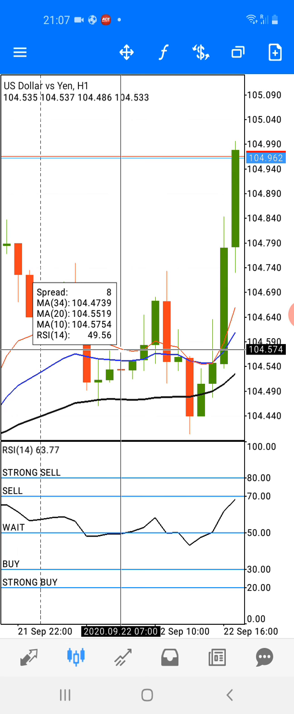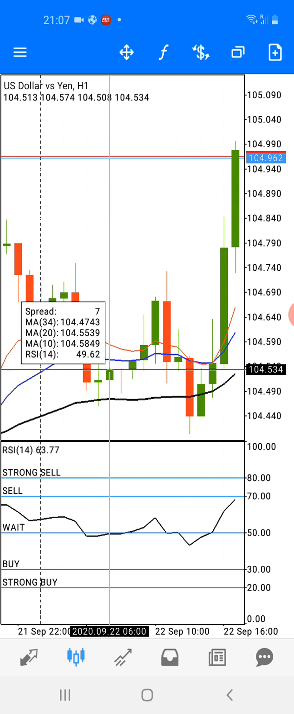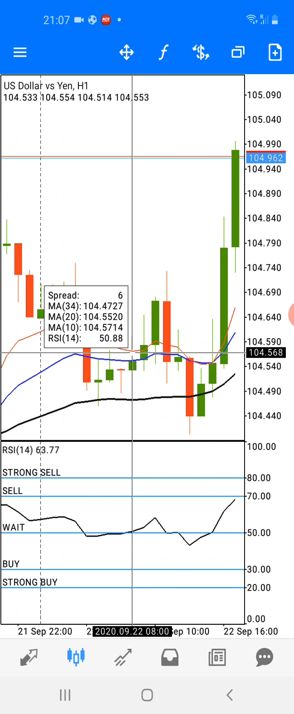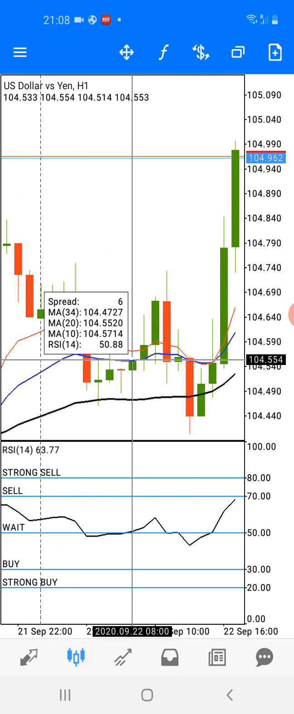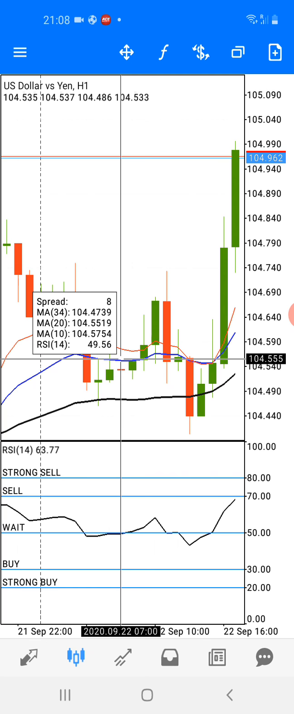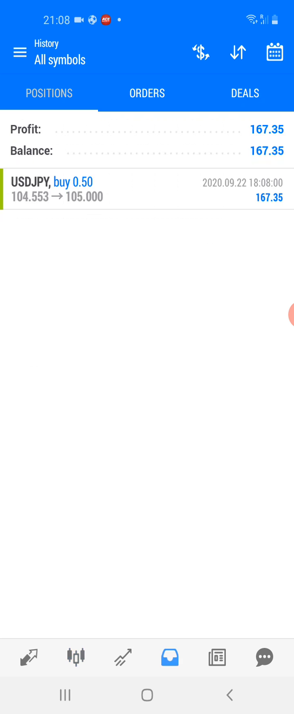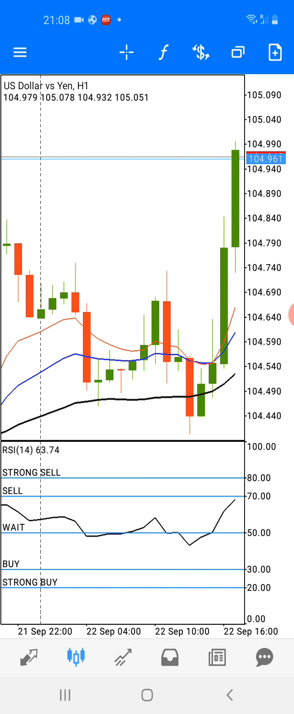Look at it here. Immediately it developed a pin bar. The bullish engulfing candle developed, and I took my buy from here, as you can see in this place. So I took my buy and waited.